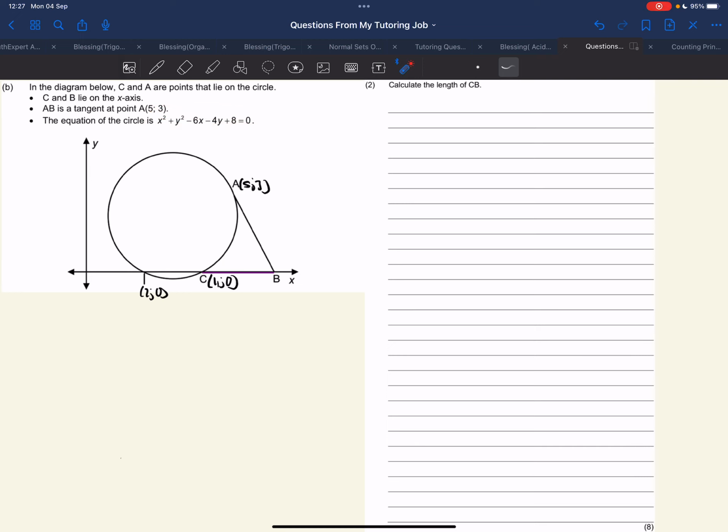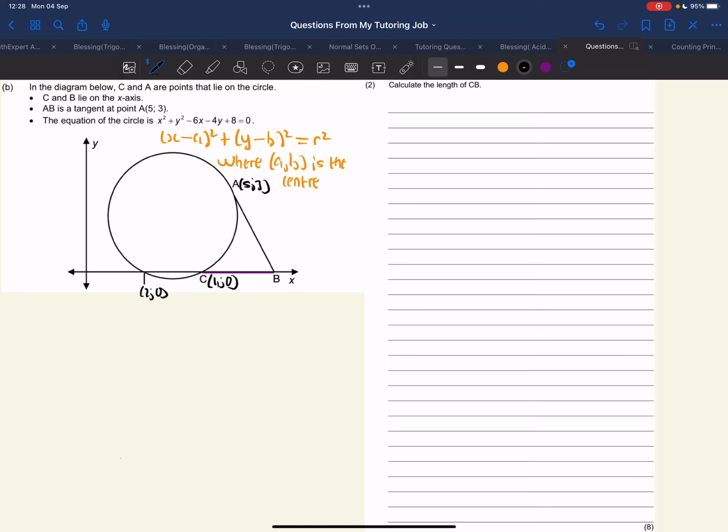Now remember, if we use completing the square, we're going to know what the center of the circle is, because according to theory, the equation of a circle is given as x minus a squared plus y minus b squared equals r squared, where a comma b is the center, right? So we're going to need to find that equation there.